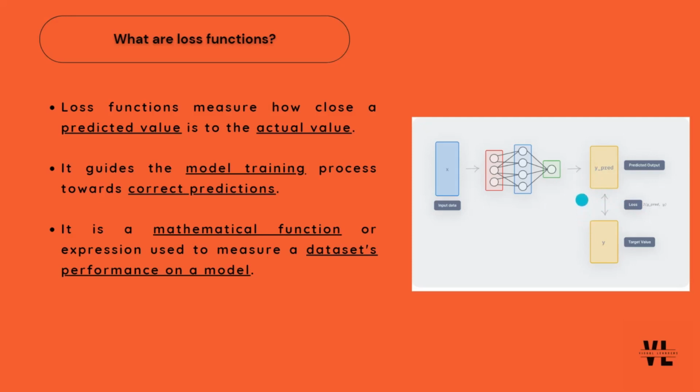So the basic function or use of a loss is just to make the predictions as close as possible to the target values. So loss functions guide the model training process towards correct predictions. It is a mathematical function or expression used to measure a data set's performance on a model.